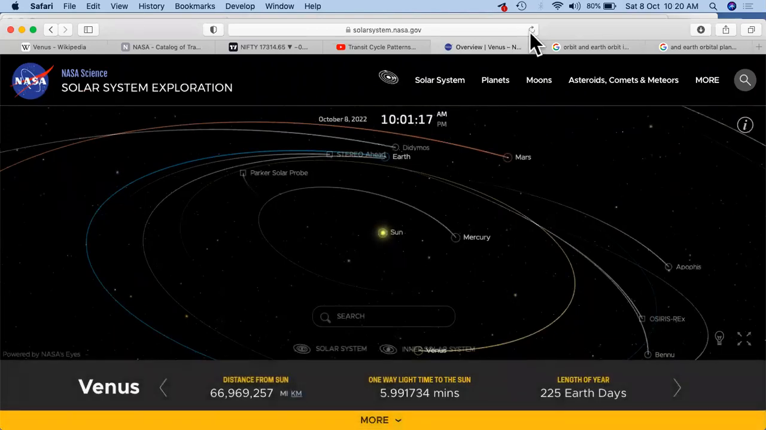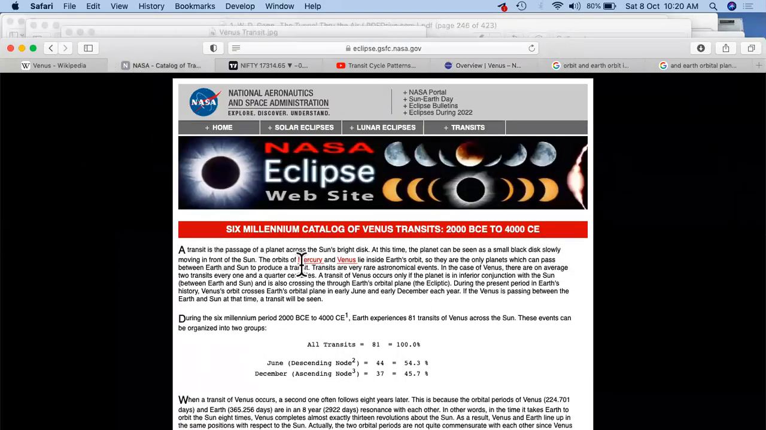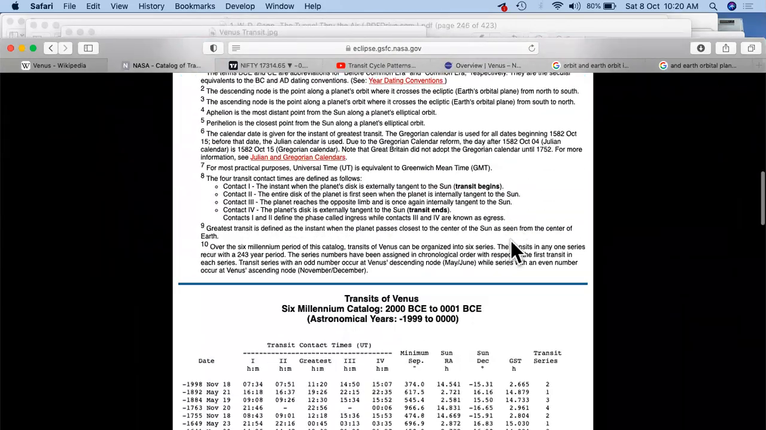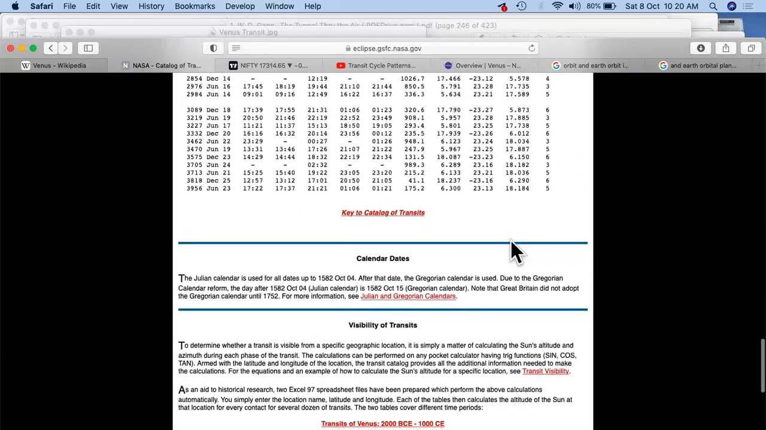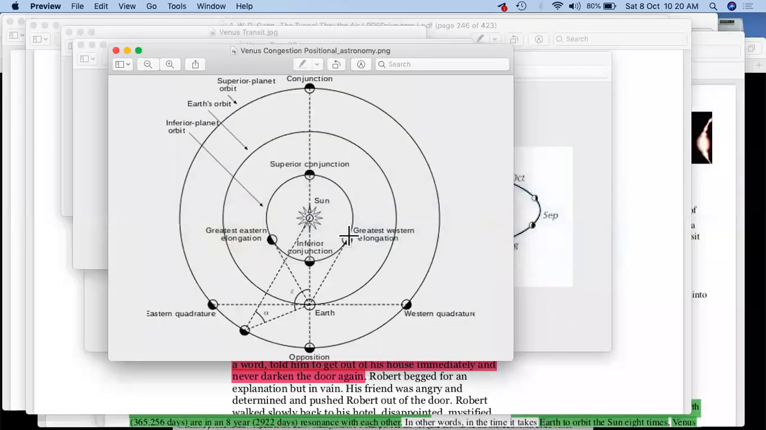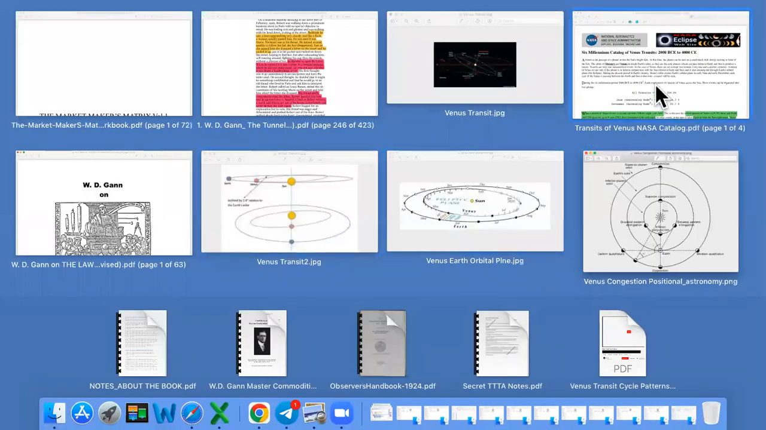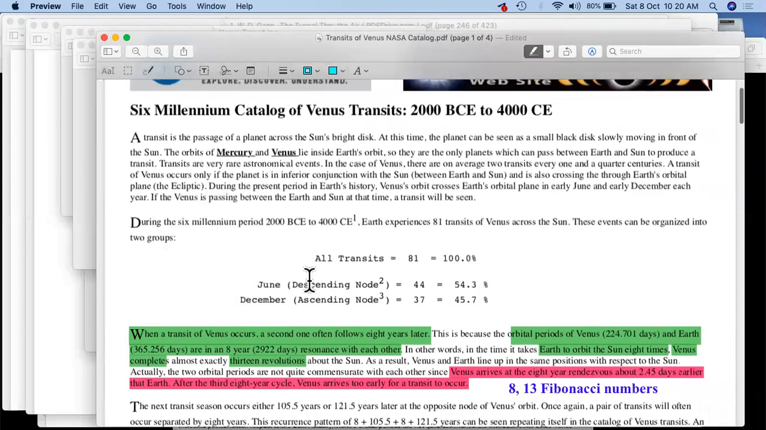On these details, we found something related to this: a 6 million year catalog of Venus transits, from 2000 to 4000 BC, right? It has an entire data set, and I've just downloaded this PDF, and we have this PDF with us. This is a copy, right? We'll just go through a few of the details which are there.